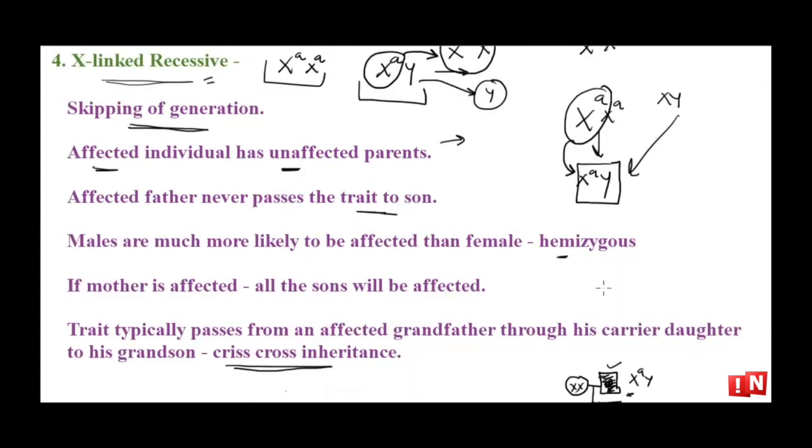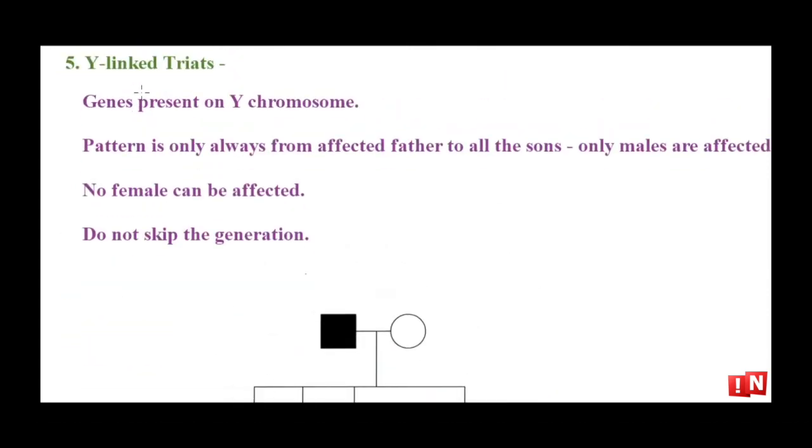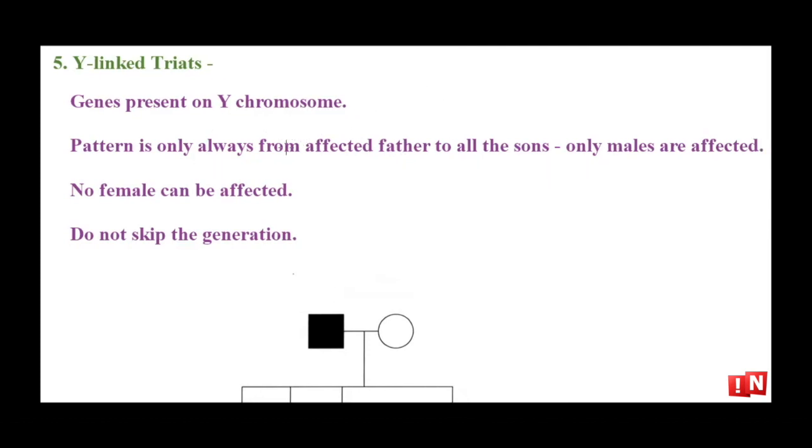Now let's move on to Y-linked. These last two are very easy to understand. We are talking about Y-linked. Not many genes are present on Y, but we are talking about whatever few genes are present on the Y chromosome. Since we are talking about the Y chromosome, you will see that only males are affected, right?